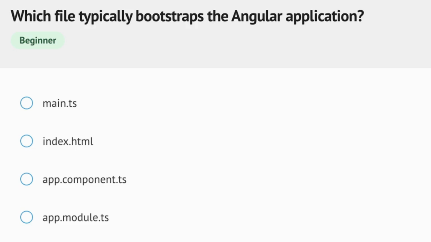Which file typically bootstraps the Angular application? The file that typically bootstraps the Angular application is main.ts. This file is responsible for initializing the application by bootstrapping the root module, which is usually the app module defined in app.module.ts. The main.ts file uses the platform browser dynamic function to compile and launch the application.